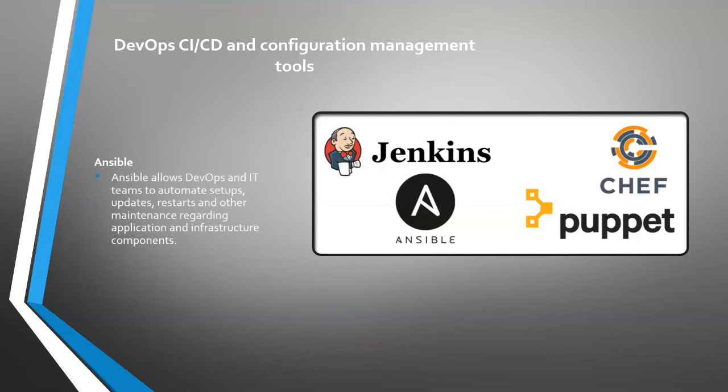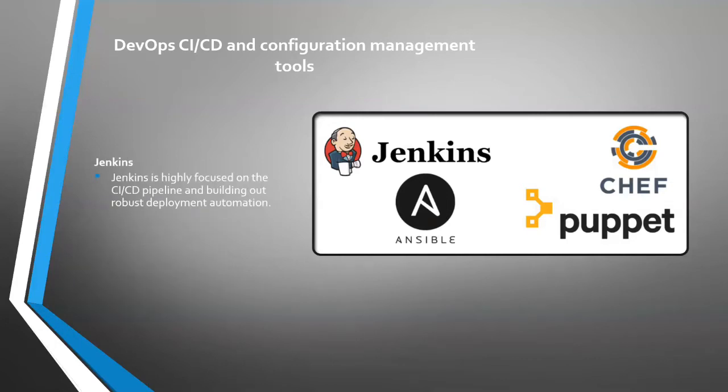Ansible. Ansible allows DevOps and IT teams to automate setups, updates, restarts, and other maintenance regarding application and infrastructure components. This eliminates a lot of human error and saves a lot of time spent manually configuring systems and CI/CD pipelines. Ansible's configuration management and IT orchestration can connect to hundreds of other integral tools in your CI/CD pipeline, leading to faster development and more resilient applications and services.